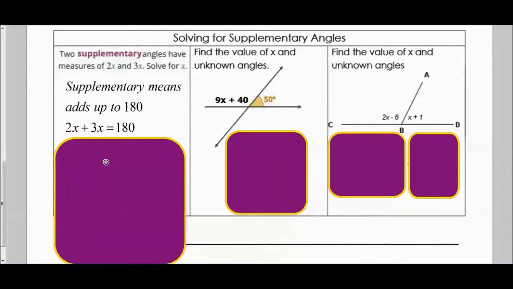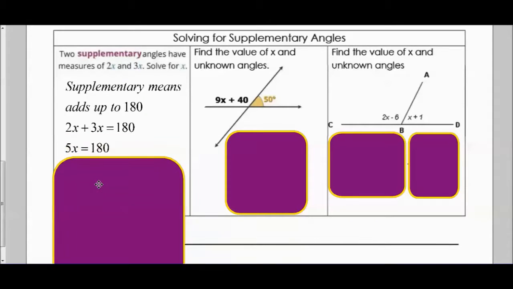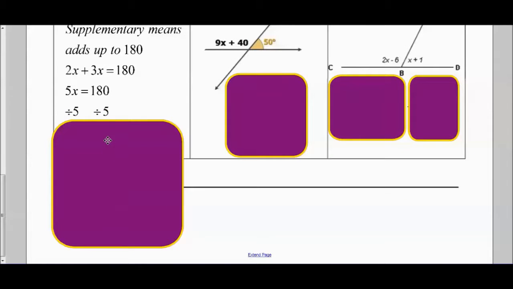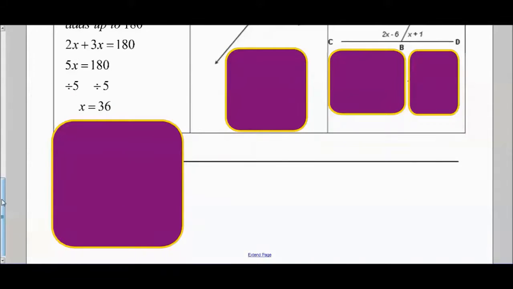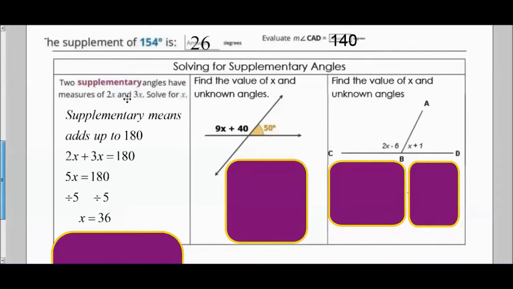And that means 2x plus 3x would give us 180. We would then combine like terms. That would give us 5x equals 180. You can then divide by 5, and that gives you x equals 36. And we can make sure that that's true by plugging back into 2x and 3x. 2x would give us 72. 3x would give us 108. 108 plus 72 is 180, so they are supplementary. That means 36 makes sense for x.